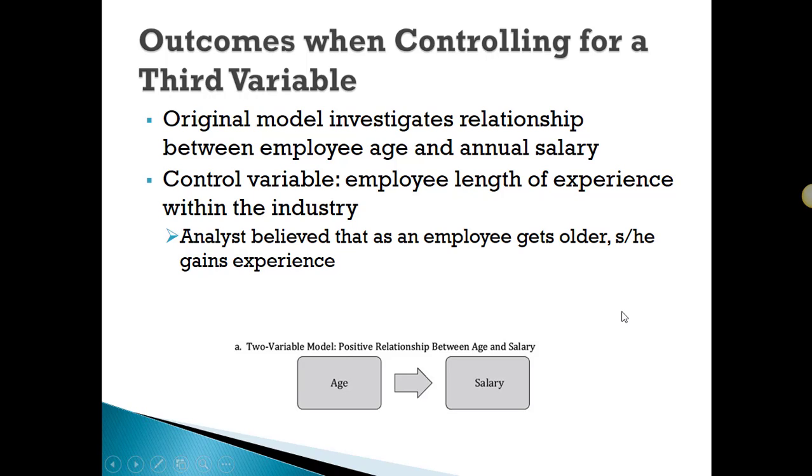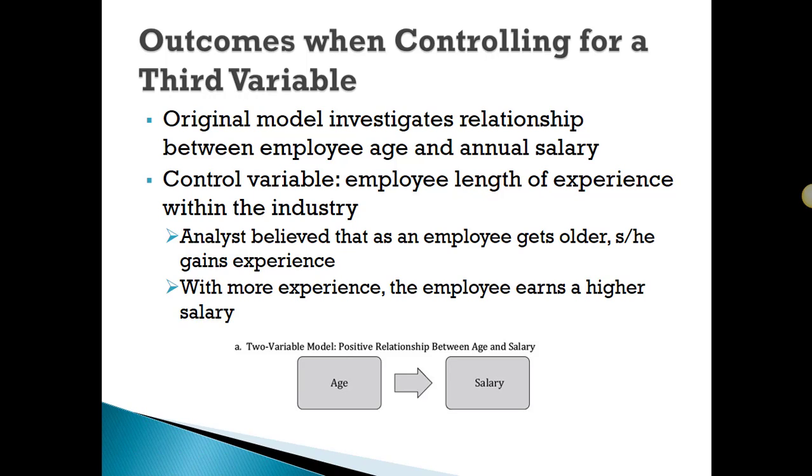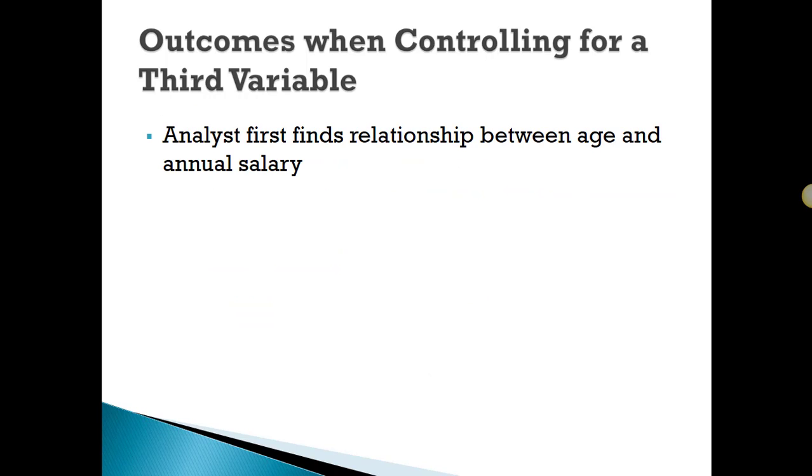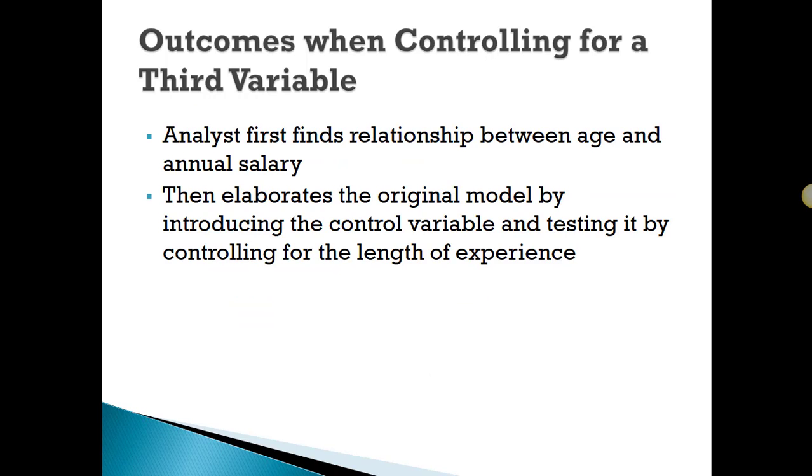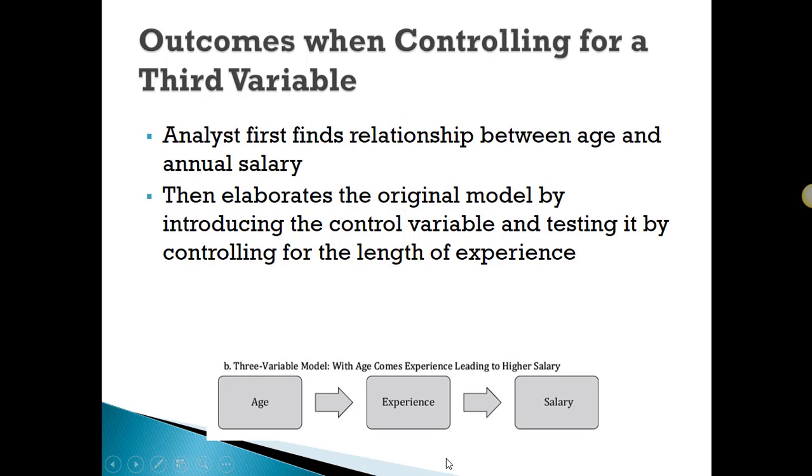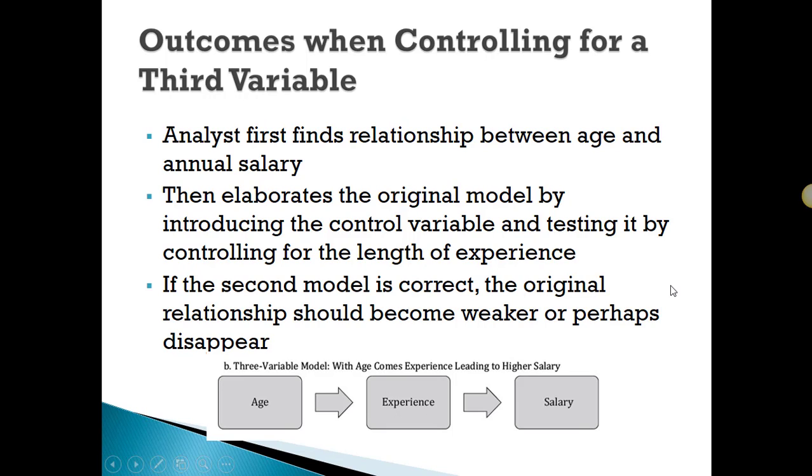The analyst believed that as an employee got older, he or she gains experience. With more experience, they get a higher salary. So they first look at the relationship between the age and the annual salary, and then they elaborate by introducing the control variable and testing it by controlling for the length of experience. So now we've got a 3-variable model: age related to experience related to salary. If the second model is correct, the original relationship should become weaker or perhaps disappear. Because let me go back for a second. What we're actually doing now is we're controlling for experience.